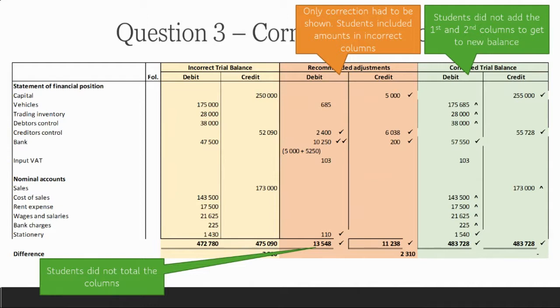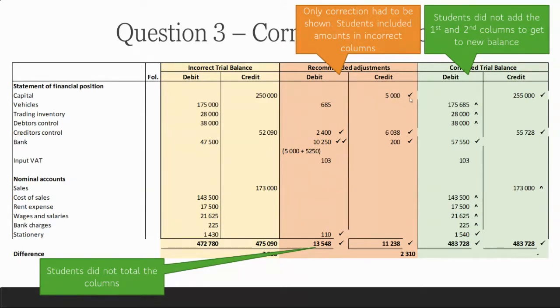So there was a difference of 2,310 Rand, which you would have seen there at the bottom if you looked at the difference between the totals. Then the recommended adjustments, these were now the individual transactions that you had to do. We had to do the debit and credit.